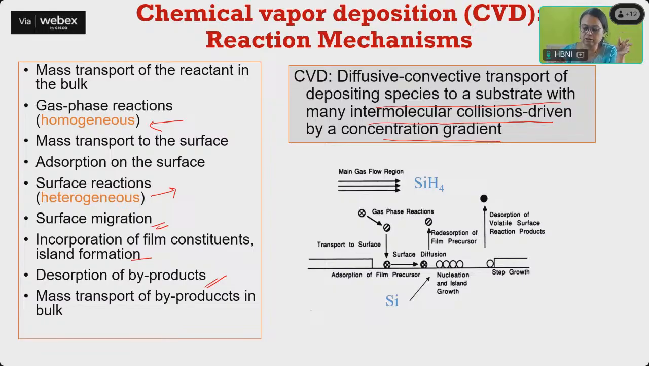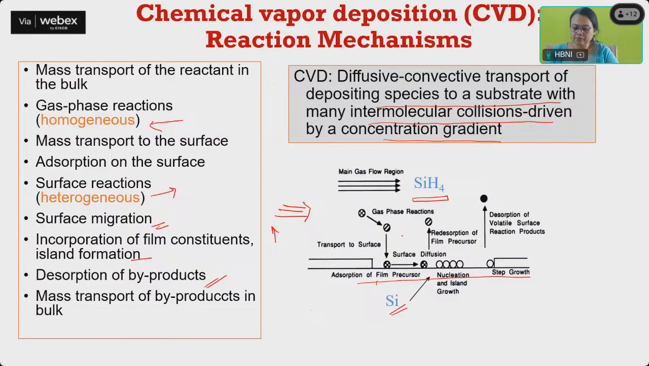So what is the concentration gradient? Like we have some material coming from this side, so its concentration is high here, and the concentration is less where I'm depositing. So like here we have silicon hydride. We want to deposit it in the form of silicon, so we have used a hydride, and there will be a breakdown.